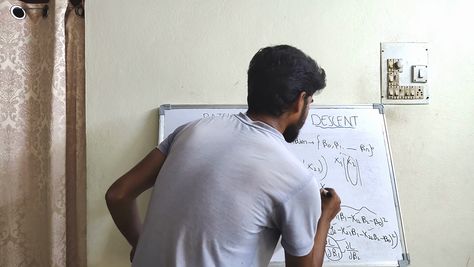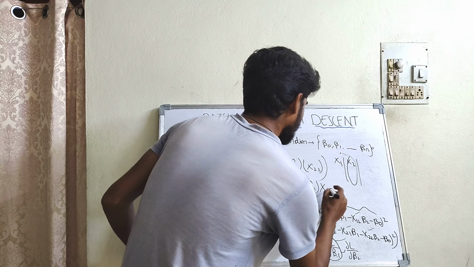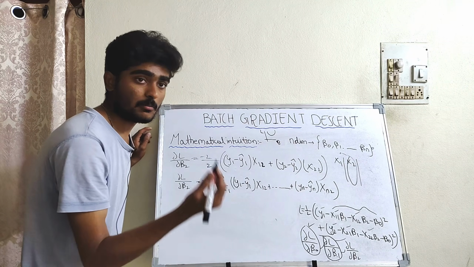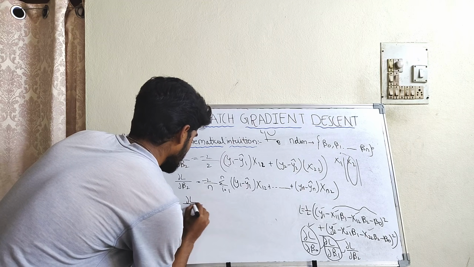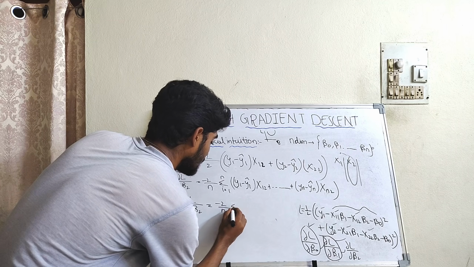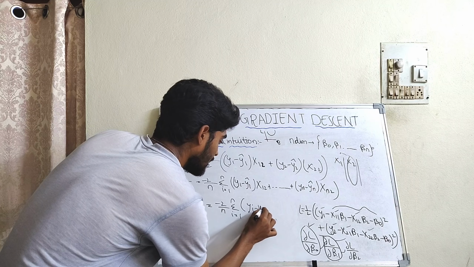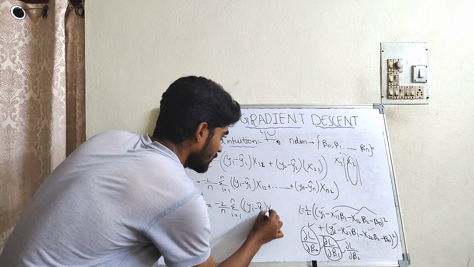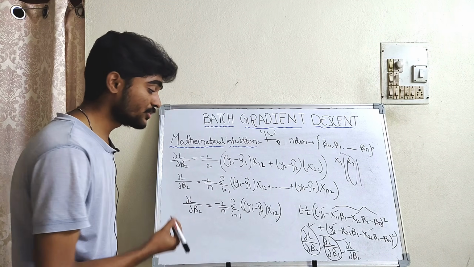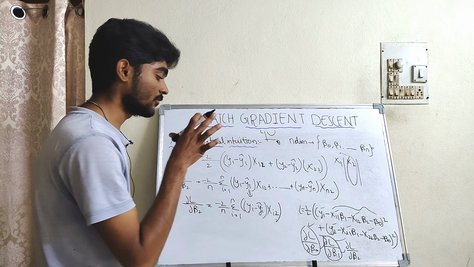Now this will be xn2. The more generalized formula of this equation is del L by del beta 2 equals minus 2 by n, summation of i equals 1 to n, yi minus yi hat, times xi2. This is the more generalized formula of this representation.